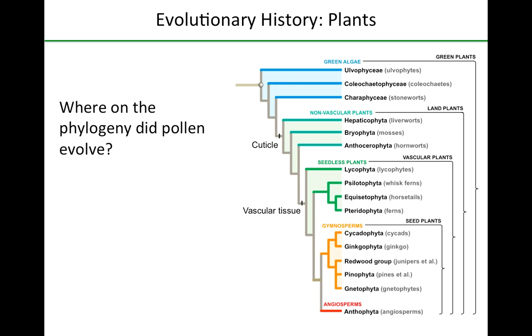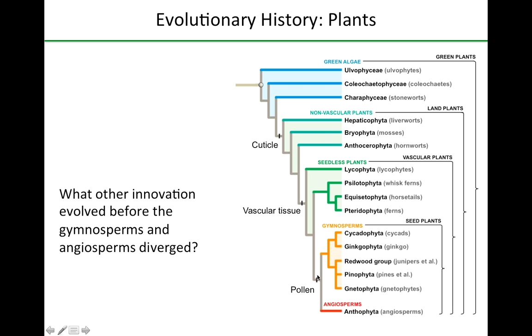Okay, so in the case of pollen, we know that gymnosperms have pollen. So if you think about pine trees, a lot of the pollen that you see covering your car in the spring is from things like pine trees. So gymnosperms have pollen that is wind dispersed, and the angiosperms also produce pollen, but no other plants on this phylogeny do. So we know that pollen must have evolved before those two split apart. Okay, so pollen evolved somewhere on this branch down here.